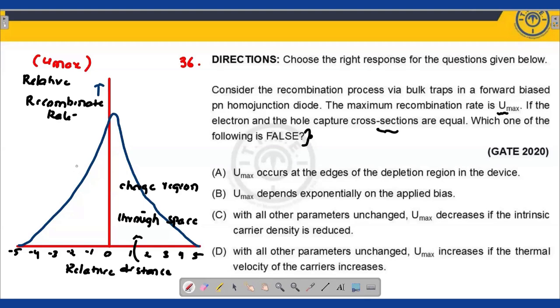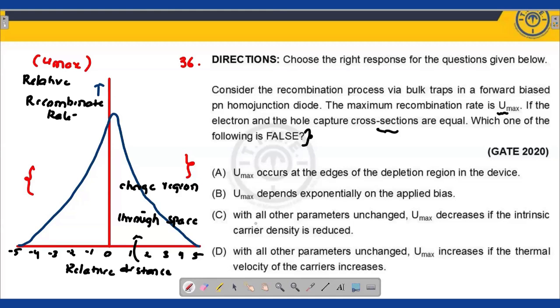See, suppose this is, if I'm taking, my dear students, the charge space region, the depletion region will be present on either side over here. Okay. So very, very important: Umax occurs at the edges of the depletion region in the device. So very, very important, which of the following is a false statement? Okay. False.